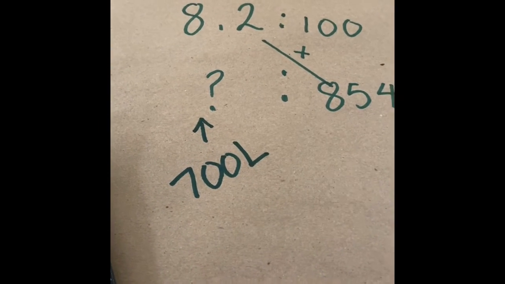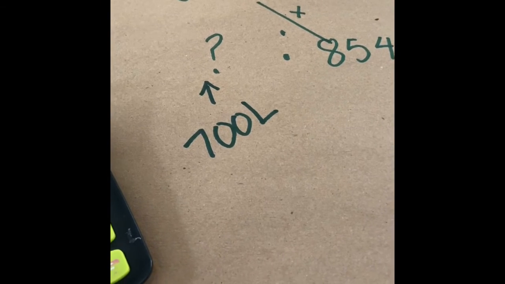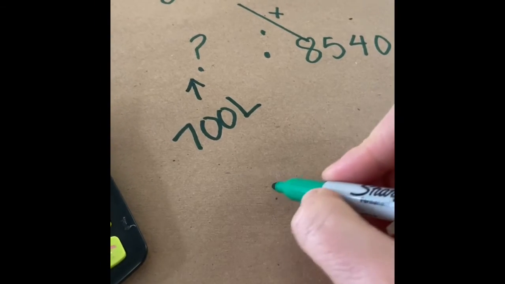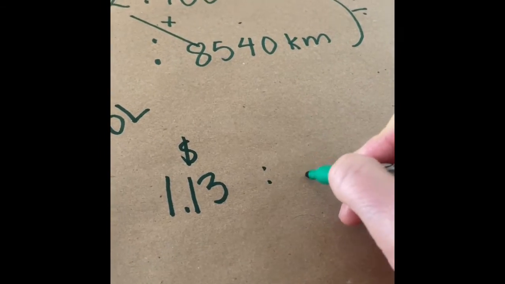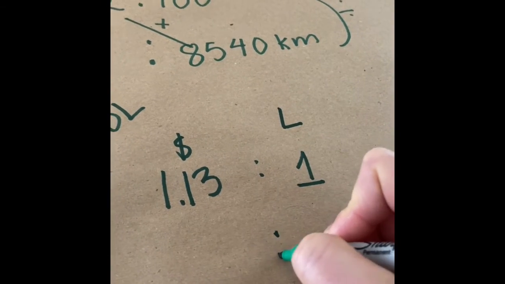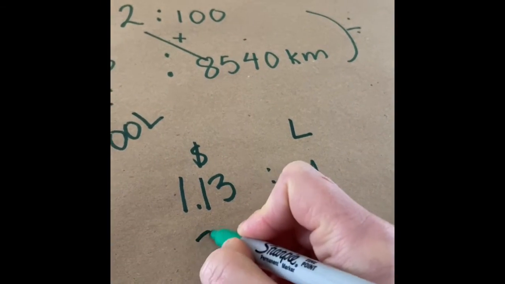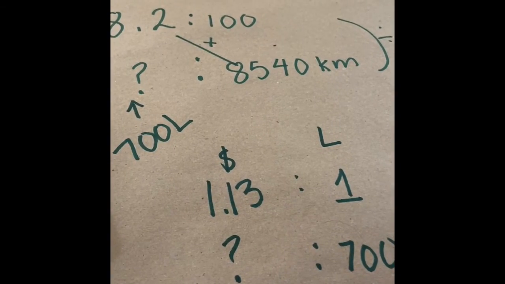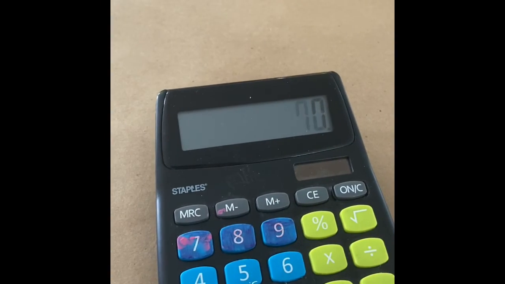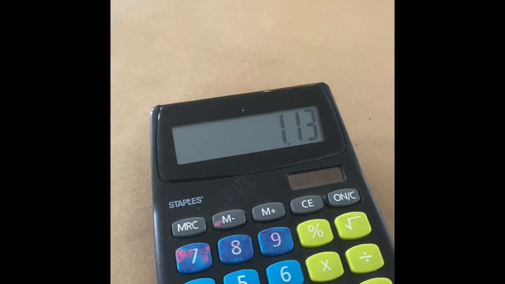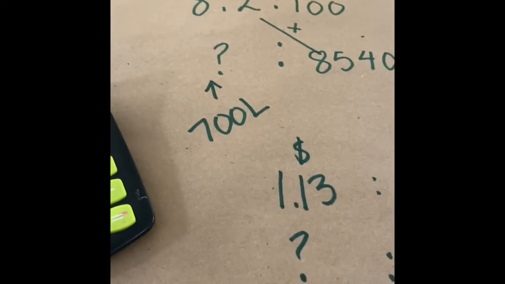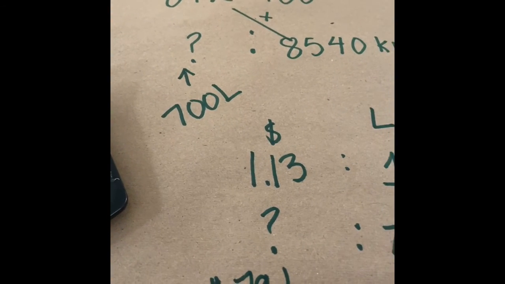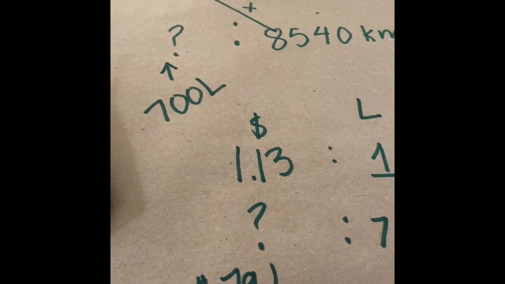And I think what I said was, let's imagine gas prices were about $1.13 per liter. So if gas prices are $1.13 for 1 liter, then if I need 700 liters, how much will the price be? Well, all I'm going to do is I'm going to multiply 700 times $1.13. So let's do that on my calculator. 700 times $1.13 means that just in gas, I'm going to spend $791 to fill my Nissan Qashqai for my trip to Las Vegas, around Las Vegas, and then back home.